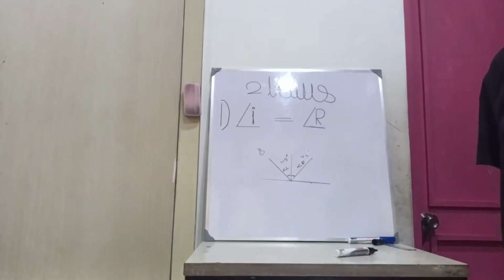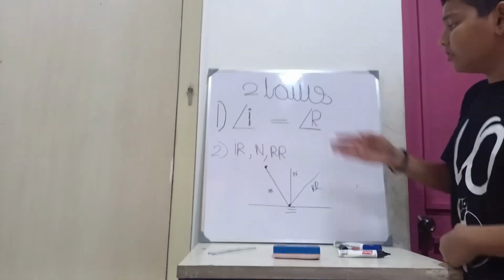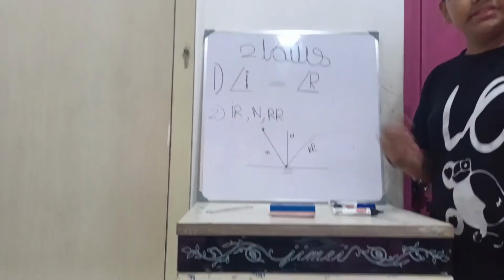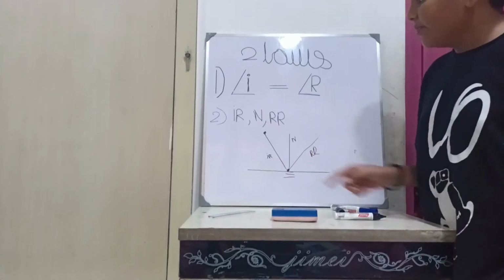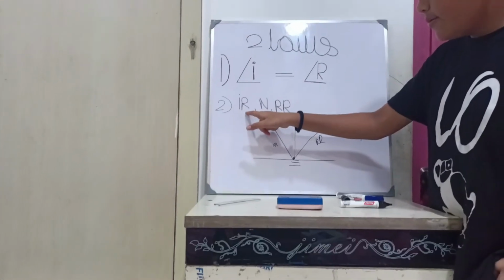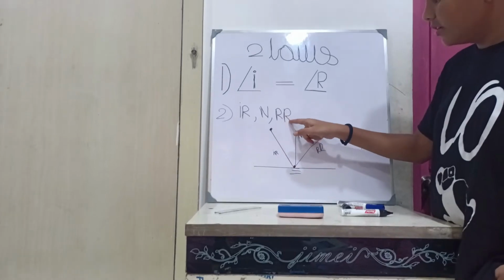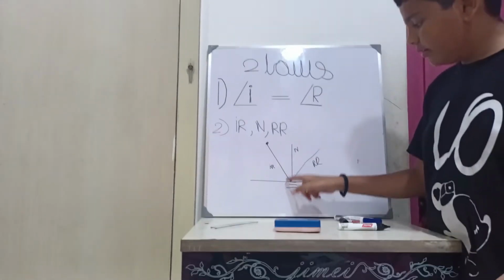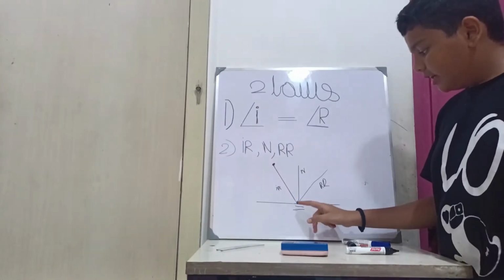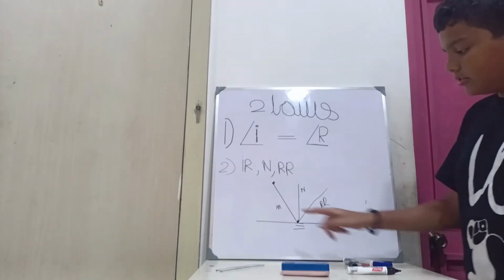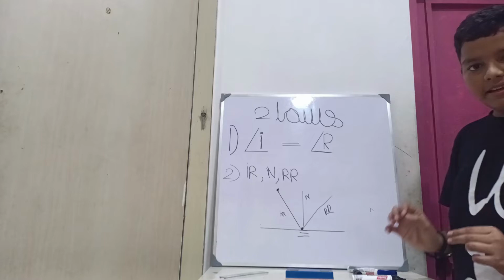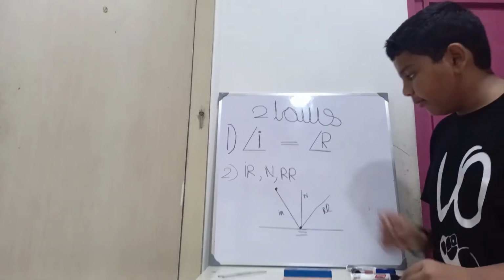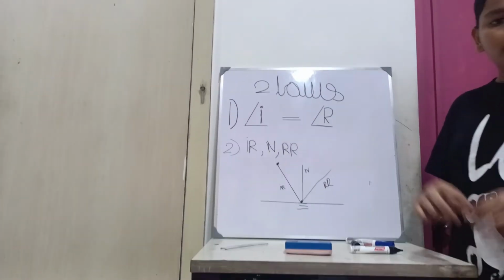Let's go to the second law. We saw the first law, so now we are going to the second law. The second law says the incident ray, the normal and the reflected ray meet at the same point. You see the incident ray, the normal and the reflected ray all meet at the same point, because this is a plane mirror. Only in a plane mirror do they all meet at the same point. This is the second law. Now let's go to the next topic.